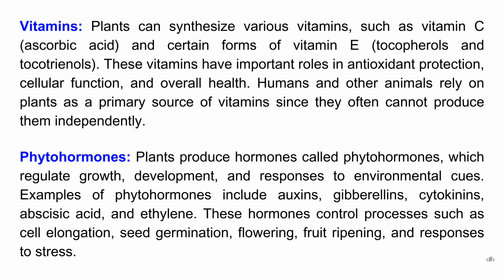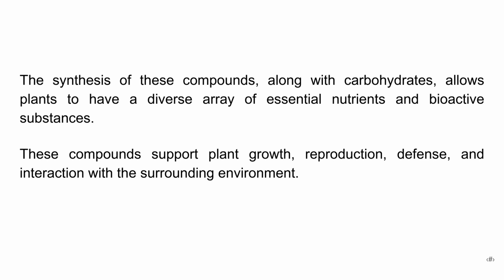Phytohormones. Plants produce hormones called phytohormones, which regulate growth, development, and responses to environmental cues. Examples of phytohormones include auxins, gibberellins, cytokinins, abscisic acid, and ethylene. These hormones control processes such as cell elongation, seed germination, flowering, fruit ripening, and responses to stress. The synthesis of these compounds, along with carbohydrates, allows plants to have a diverse array of essential nutrients and bioactive substances. These compounds support plant growth, reproduction, defense, and interaction with the surrounding environment.